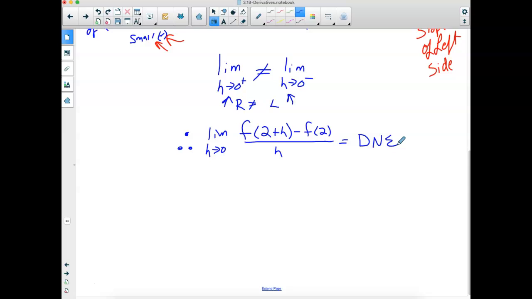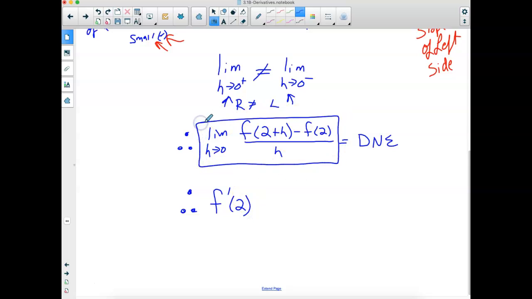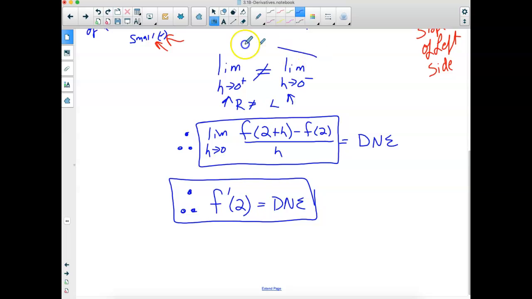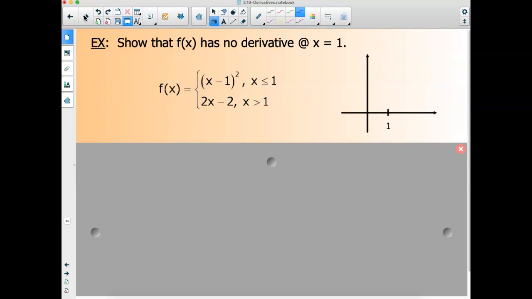If the limit does not exist, therefore, f prime of 2, my derivative at 2, does not exist. So because the two limits don't equal, the left and right derivatives don't equal each other, the whole derivative doesn't exist. And if the whole derivative doesn't exist, I don't have a distinctive slope at that point. Therefore, the derivative does not exist there. It's kind of crazy.